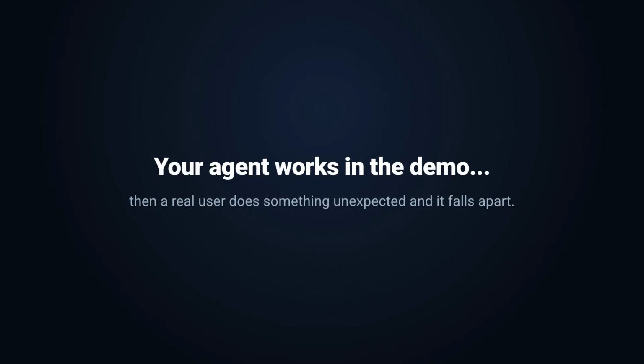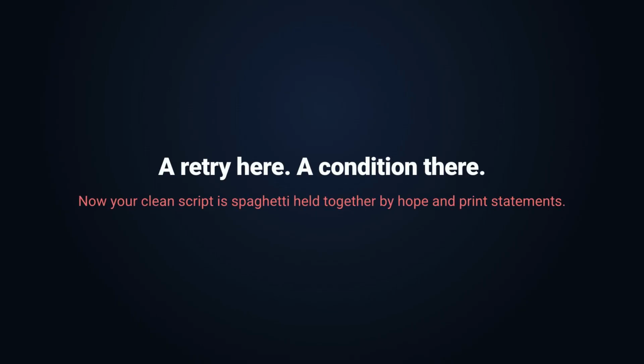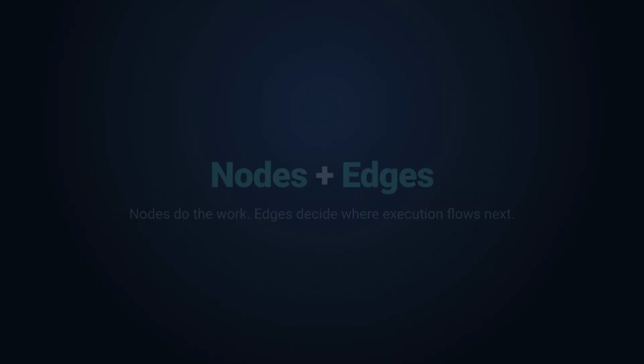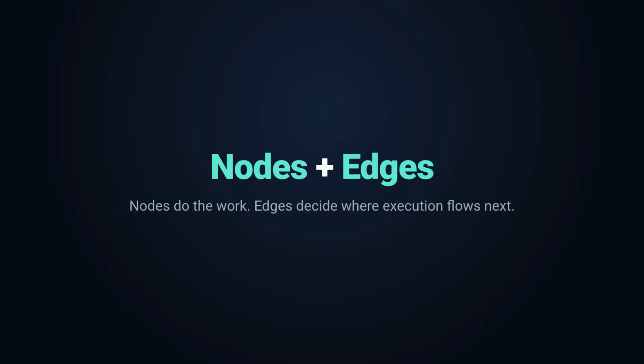Let's be clear about what LangGraph actually is, because the marketing tends to muddy it. At its core, it's a framework for building stateful, multi-step agent workflows as a graph. You define nodes, which are just functions that do work, and edges, which decide where execution flows next. The killer feature is shared state, a single object that gets passed and updated through every node. Instead of cramming everything into one giant function with nested if statements, you draw a map of how your agent thinks and let the framework handle the routing.